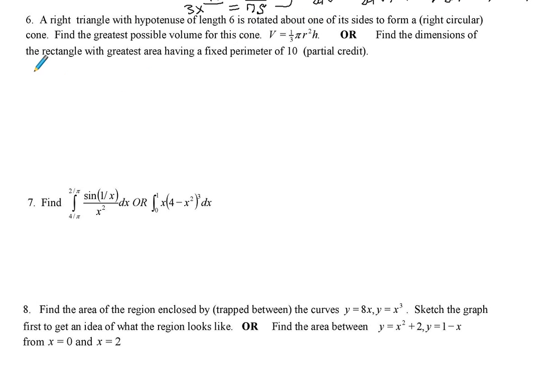Okay, so we've got a right triangle here. And the hypotenuse is 6. So there's our right triangle. The hypotenuse is length 6. And it's rotated around one of its sides. Okay, so let's say it's rotated around this side. So then this tip here gets rotated around in a circle like this. And that's going to form a cone. And what we want to know is what's the cone of the greatest possible volume, where volume is 1/3 pi r squared h.